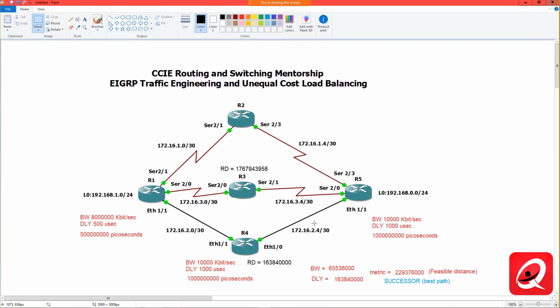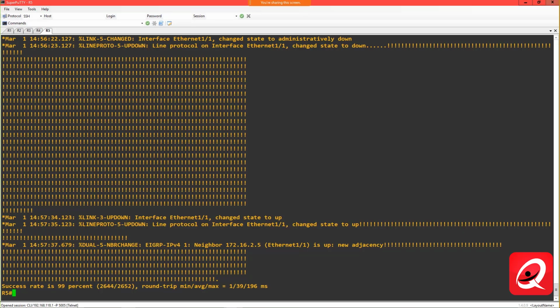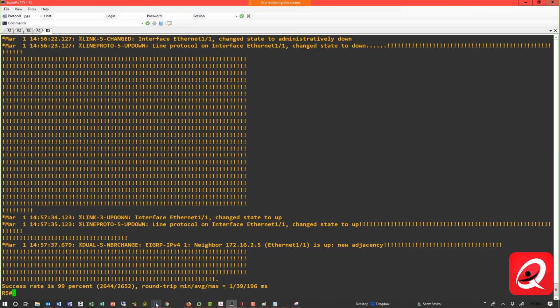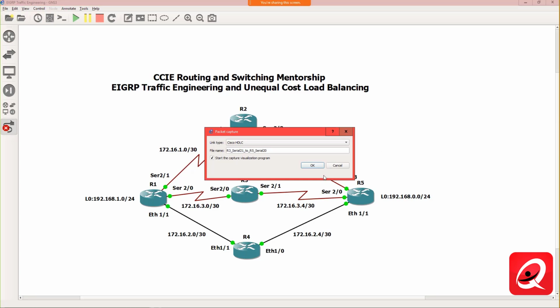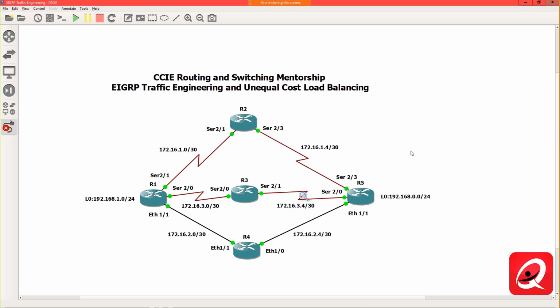All right, and in fact, there's another thing that I wanted to show you here. Because these two paths here do not qualify as a feasible successor, let me go into my GNS3 topology here. And what I'm going to do is, we can probably just capture it on this link, show you what happens when I don't have a feasible successor.